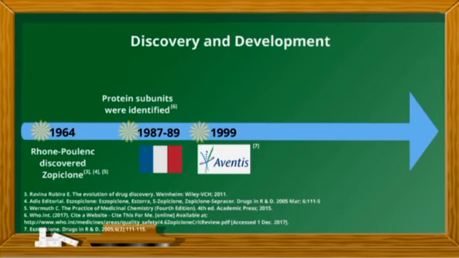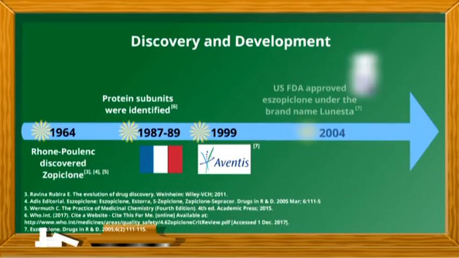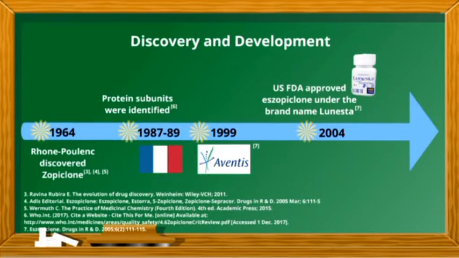Zopiclone has been sold in France since the late 1980s. In 1999, Aventis Pharmaceuticals, which is now Sanofi, rightly owned the preclinical, clinical, and post-marketing data package for Zopiclone, its isomers, and its metabolites. In 2004, the US FDA approved S-Zopiclone under the brand name Lunesta for the treatment of insomnia.